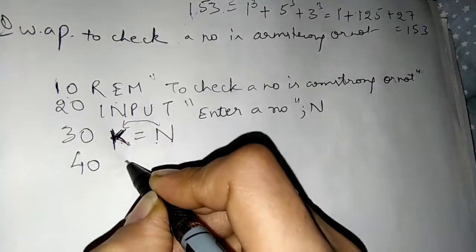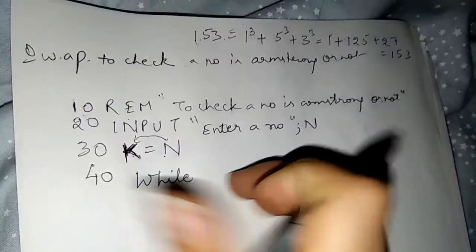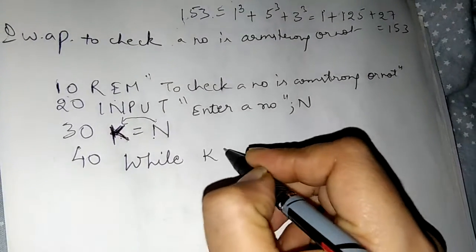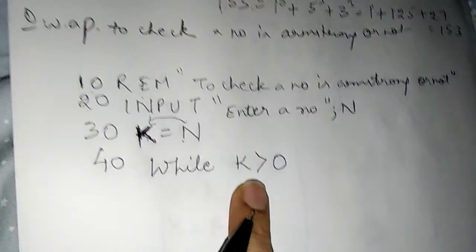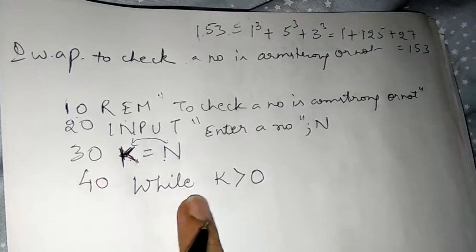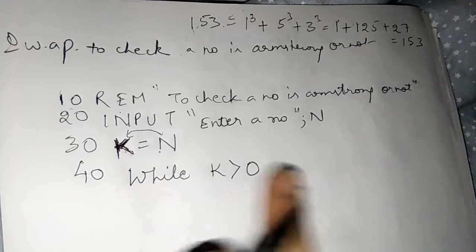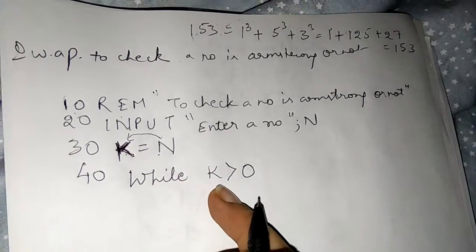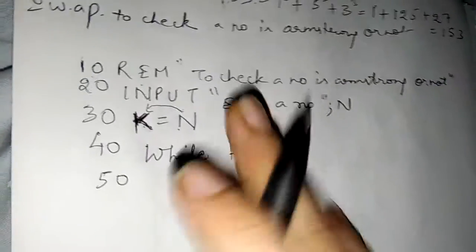Okay. So I am using a while loop. The while loop will continue as long as the value of k is more than 0. We'll keep on reducing the value of k until it becomes 0, and the loop will be repeated. Why I am doing this, I'll tell you in the dry run.